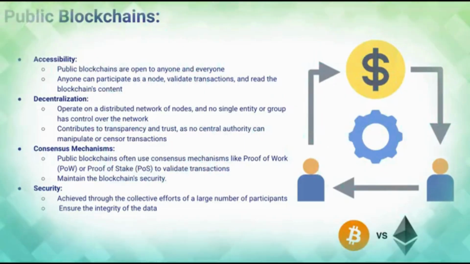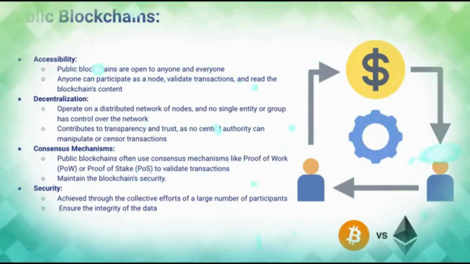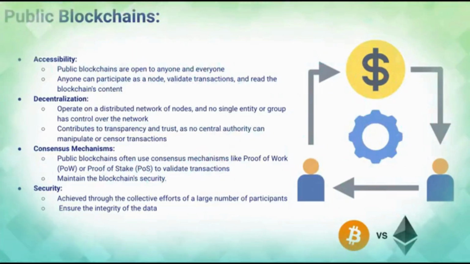Public blockchains. Number 1, accessibility. Public blockchains are open to anyone and everyone. Anyone can participate as a node to validate transactions and read the blockchain's content. This open accessibility is one of the defining features of public blockchains. Number 2, decentralization. Public blockchains are highly decentralized. They operate on a distributed network of nodes, and no single entity or group has control over the network. The decentralization contributes to transparency and trust, as no central authority can manipulate or censor transactions.